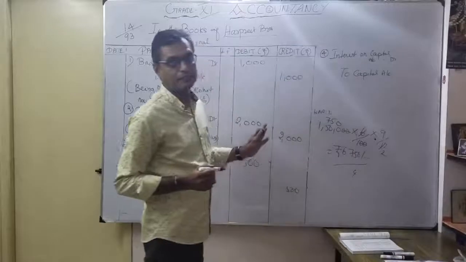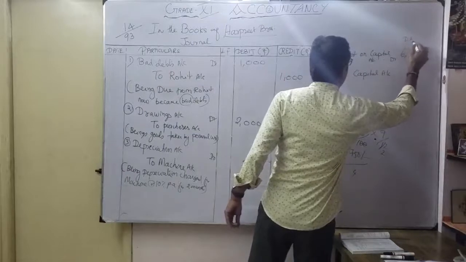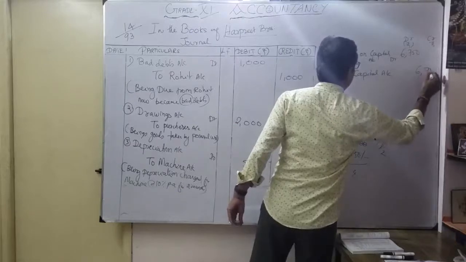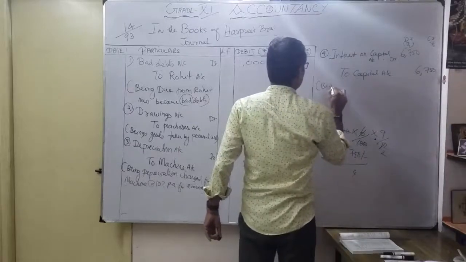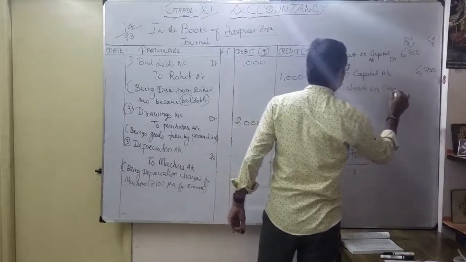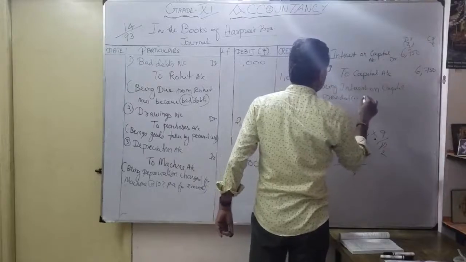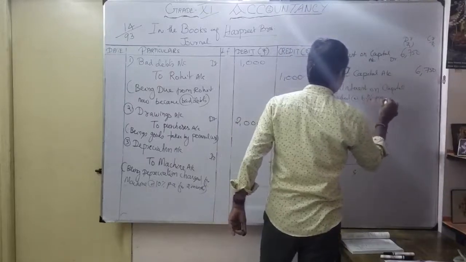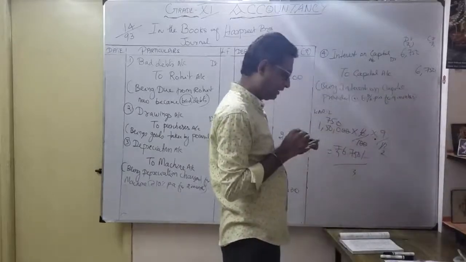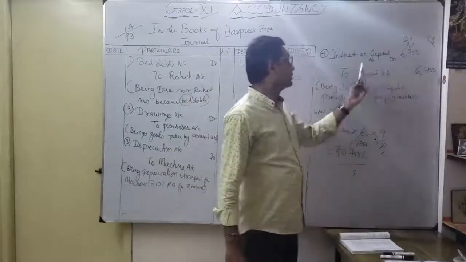That's our interest on capital. So I have to mention here 6,750 debit. Then credit 6,750. So what is the narration? Being interest on capital provided at 6% per annum for 9 months. Okay, that is the narration. The narration is very, very important. You understood? For the fourth one, interest on capital account to capital account.